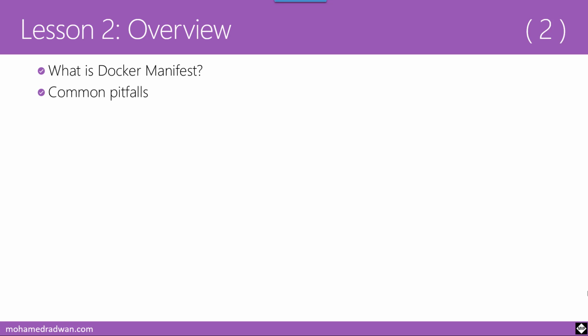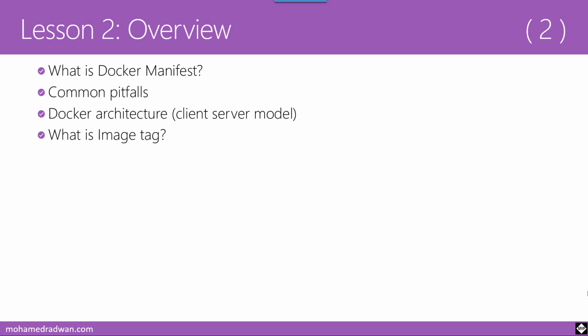And then we will get an overview of the common pitfalls when we are working with Docker containers or containers in general. And then we will understand the Docker architecture and how Docker works as a client-server, and how the Docker client sends commands using a RESTful API to the Docker server, or the Docker daemon. And then we will get an overview about image tags and how and why it is important to use them.